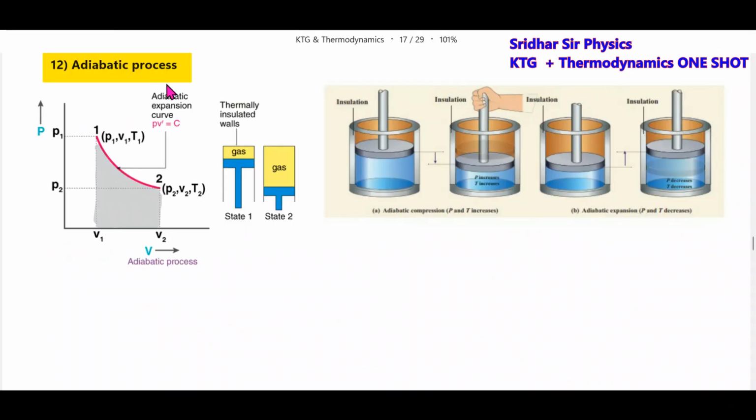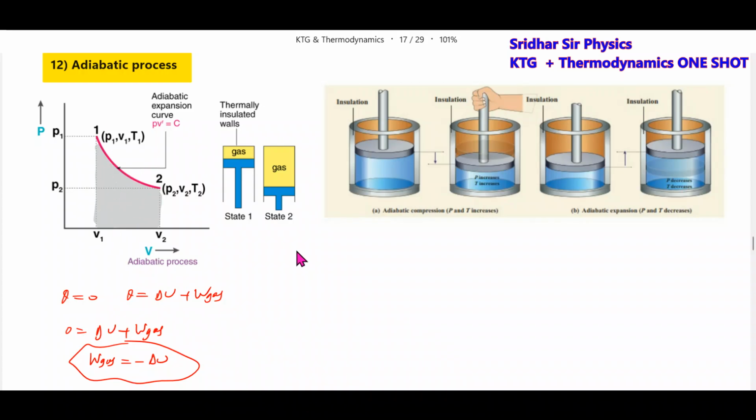Next one we have is the adiabatic process. It's a process where there is no heat exchange. Then Q equal to delta U plus W, with Q equal to 0. This W is the work done by the gas.